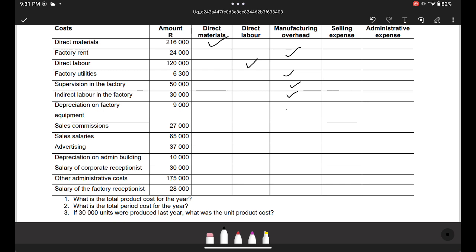Depreciation on factory equipment, overheads. Sales commission. Sales commission is selling expense, right? Don't forget that. Sales has nothing to do with manufacturing.